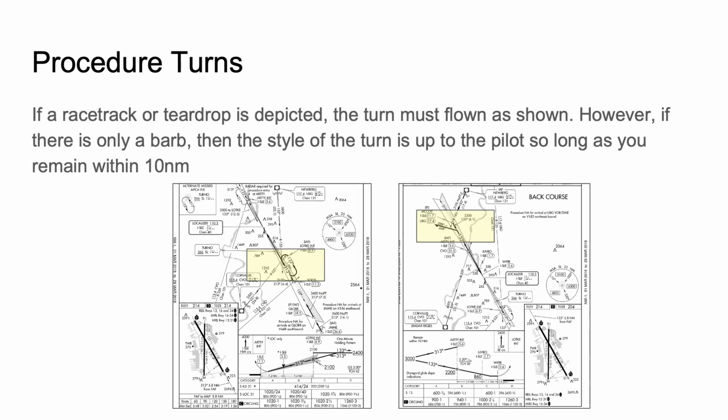If a racetrack or teardrop is depicted, the turn must be flown exactly as shown, including the holding pattern entry if that's what's depicted. However, if it's only a barb, such as on the plate on the right, then how you turn around is up to you. Though the headings on the barb work fine in most instances, you may want to change it up a little bit if you have a strong crosswind from either side.